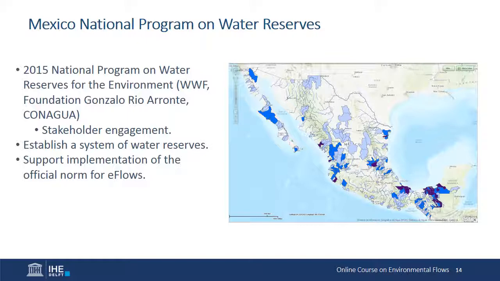To address future water scarcity, CONAGUA, the National Water Commission, the World Wildlife Fund, and Foundation Gonzalo Riarronte have promoted stakeholder forums to identify areas that could be included in the National Program on Water Research for the Environment. The goal is to establish a national system that will help support the implementation of the official norm on Eflows. Here we see in the map some of the areas that have identified as potential water reserves.